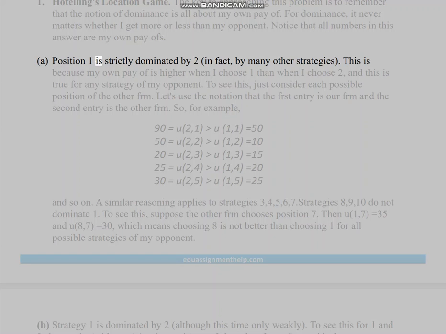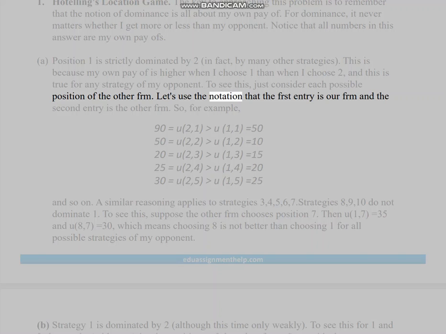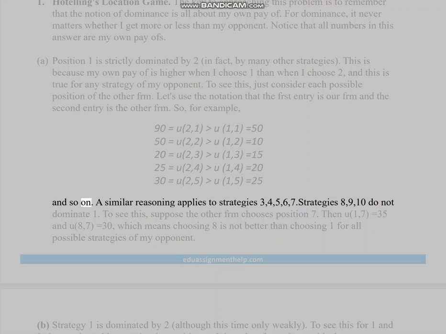A. Position 1 is strictly dominated by 2, in fact, by many other strategies. This is because my own payoff is higher when I choose 2 than when I choose 1, and this is true for any strategy of my opponent. To see this, just consider each possible position of the other firm. Let's use the notation that the first entry is our firm and the second entry is the other firm. A similar reasoning applies to strategies 3, 4, 5, 6, 7.